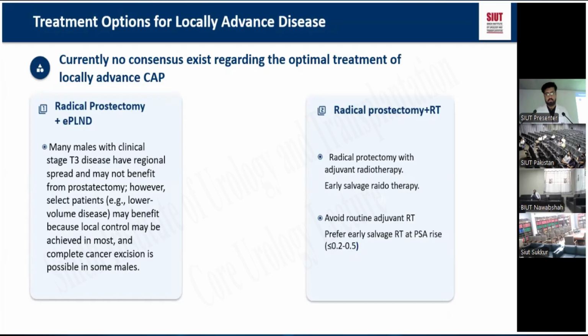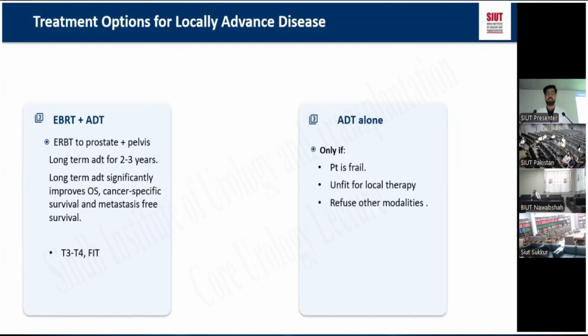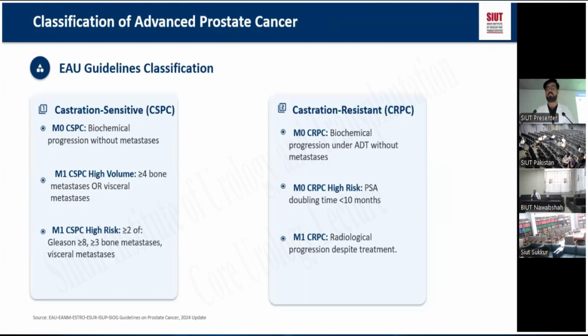salvage radiotherapy. Then there is external beam radiation therapy with androgen deprivation therapy. External beam radiation therapy is given to prostate and pelvis with long-term androgen deprivation therapy for almost 2 to 3 years. That significantly improves overall survival and cancer-free survival. And ADT alone is only given if the patient is frail, unfit for local therapy, or he refuses other modalities. Okay. Classification of advanced prostate cancer.